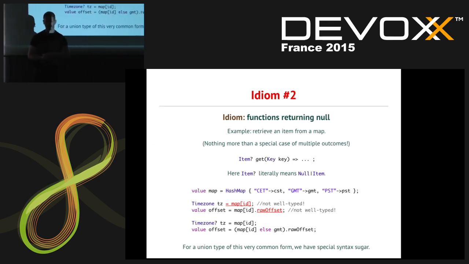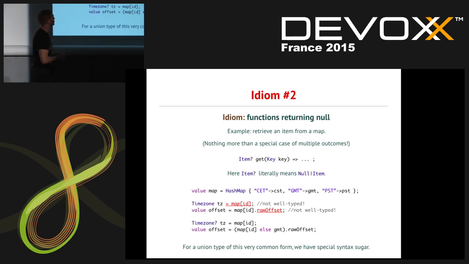Now let's look at an example which is absolutely not contrived, which is something that comes up almost every day. That's the case of a function which might return null. This is just a special case of the thing we were talking about. The interface Map has an operation called get, which accepts a key and might return an item, or it might return null. Here we have some syntax sugar: this item question mark. I usually pronounce that as "maybe item", and that literally means null or item.